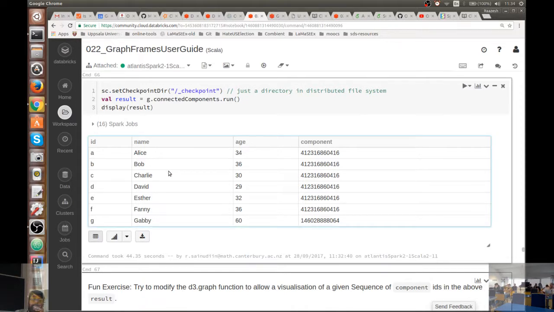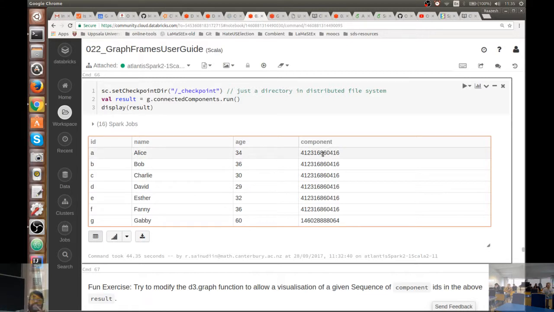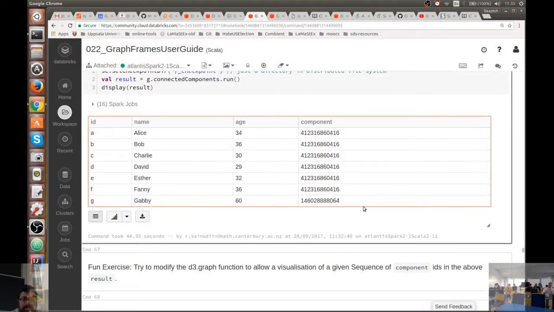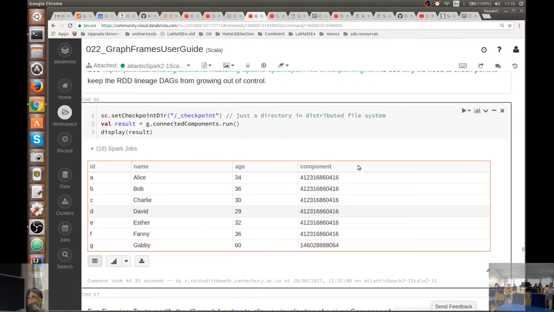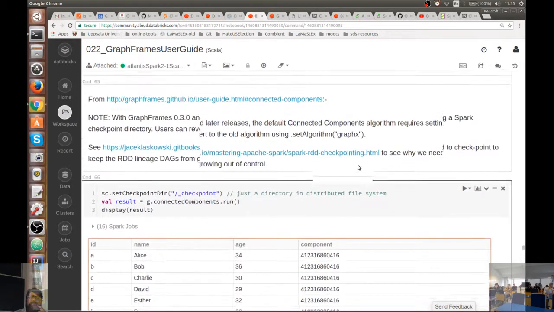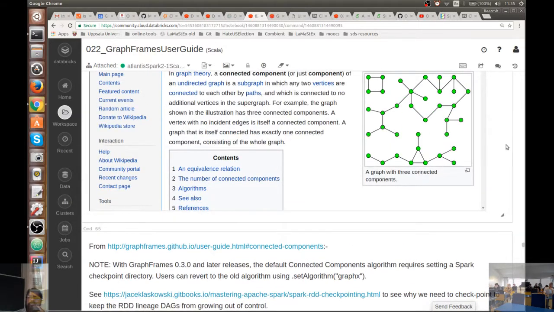Okay, so what we have done here, we have put this new column called component. And the component just gets a long integer as its ID. So if you see the same number, it's all the same number. So all these guys are in one component. And Gabby is by herself. Okay, so that's for G.